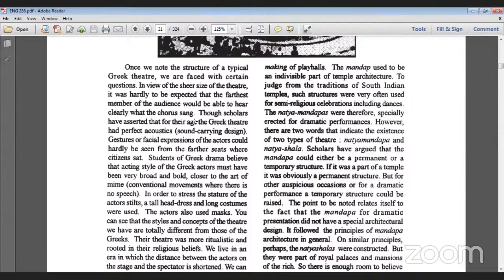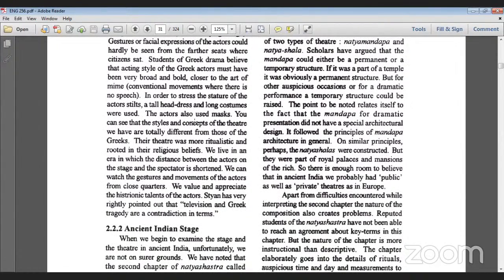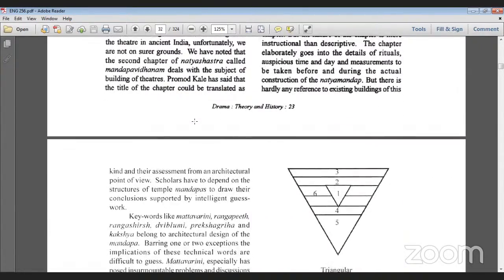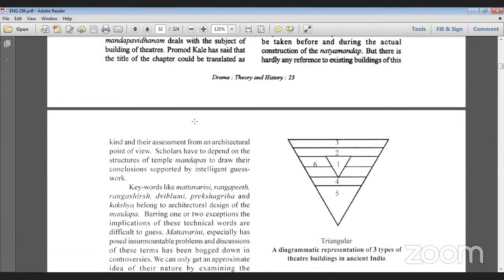See, now here we have finished the Greek part. In ancient Indian stages, you can go through the Indian pattern, how the stage is. Then you can go for the further concept, how the diagram is used. If you are asked to draw the diagram of the Indian stage, you can draw a triangle. In that triangle, another triangle, and these are the seating arrangements, 1, 2, 3, 4, 5, 6 of the audience. And then you can number them as you have been given.